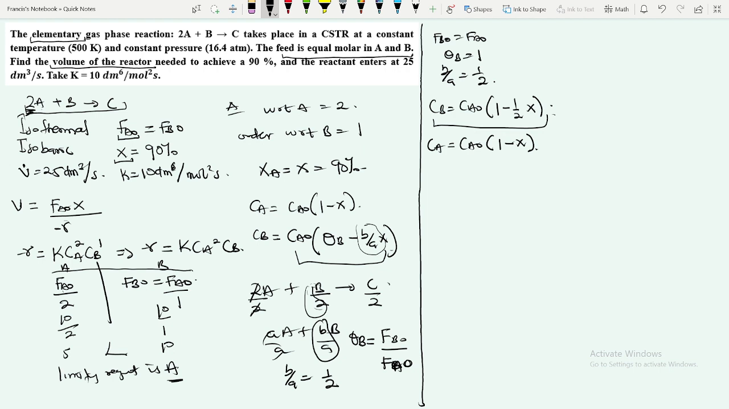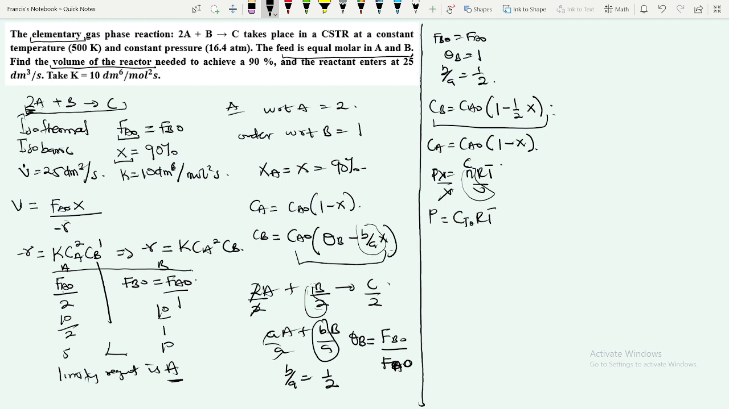So the next thing is, how do you find CA naught? Because that wasn't given in the question. To find CA naught, we need to find our total concentration, the total inlet concentration. Because it's a gas, PV is equal to nRT, and then we can divide by volume. We get n over V, which is concentration. So P is equal to C total RT.